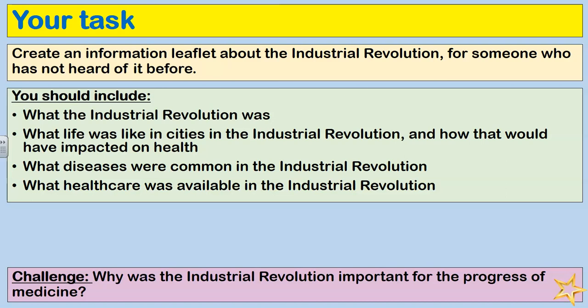Within your leaflet, you should include information about the following things: what the Industrial Revolution was like and what it was, what life was like in cities in the Industrial Revolution and how that might have impacted on health. So, for example, if it was crowded, how would that have impacted on people's health? What diseases were common in the Industrial Revolution? And what healthcare was available in the Industrial Revolution? So when we're talking about healthcare, I mean things like medicines, hospitals, what kind of progress there had been in knowledge about what caused disease and illness or how to treat it.